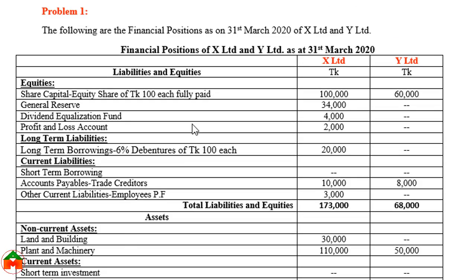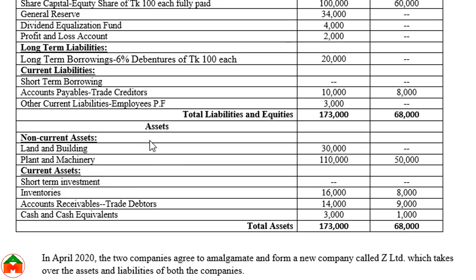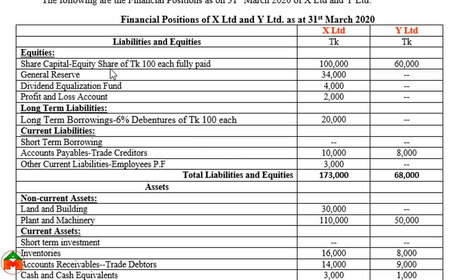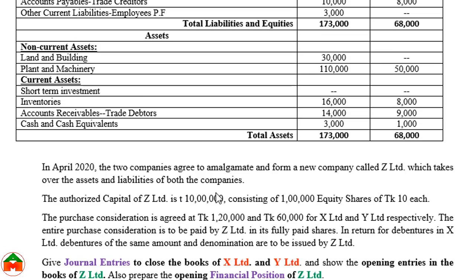Okay. So from the financial position, we can see the liabilities and equities. These are the equities, and these are the long-term liabilities and current liabilities of X company and Y company, and these are the assets, non-current asset and current asset of X company and Y company. Besides this balance sheet, there will be information regarding the amalgamation process.